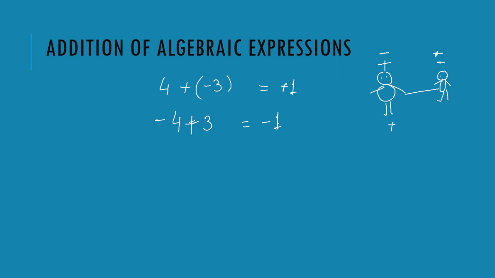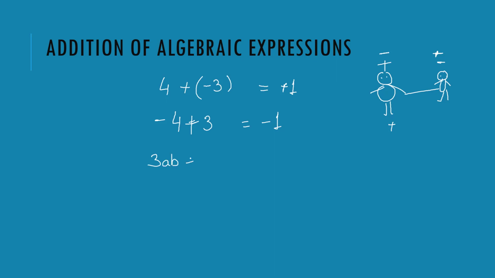So the greater number always. Yes, the sign will be the greater number only. The sign will be inherited from the larger number, and the value will be the difference of the two numbers. Are you with me? Yes, I am.